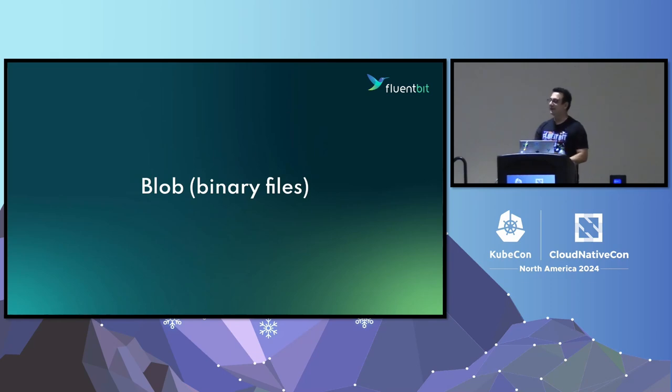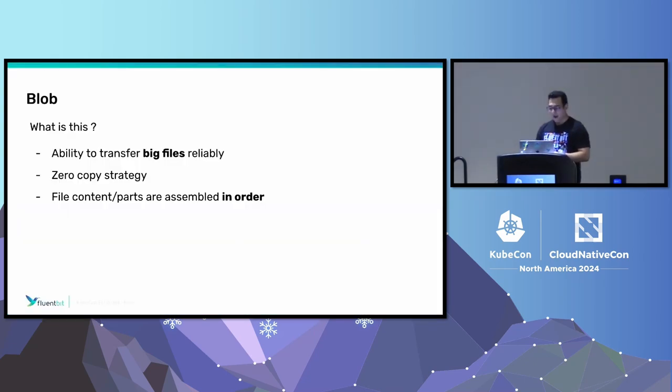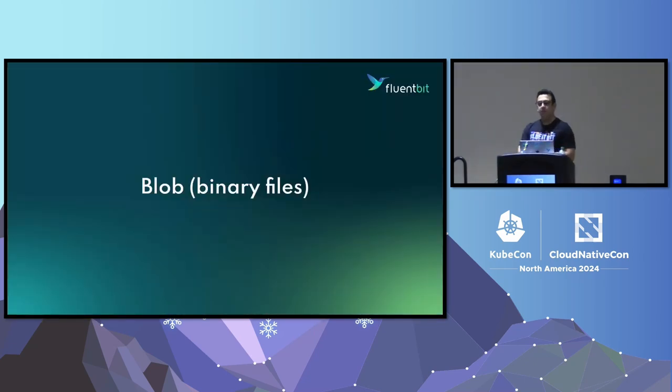Okay, another interesting use case. Fluent Bit was designed 9 years ago to run on embedded Linux environments. Somehow we ended up being the default for Kubernetes and the cloud native space. And somehow again, we are getting back to our roots because we got really interesting use cases. We were asked to implement blob binary files.